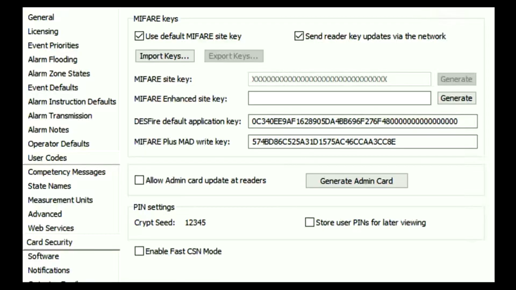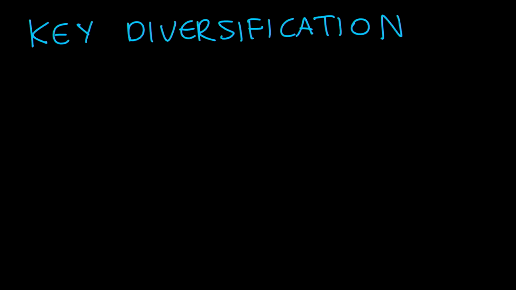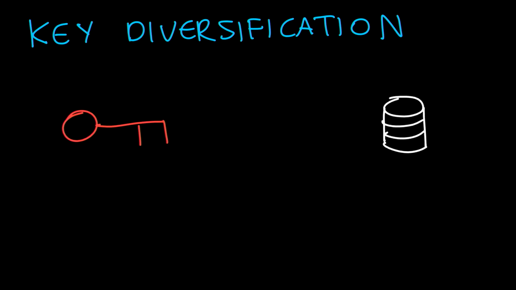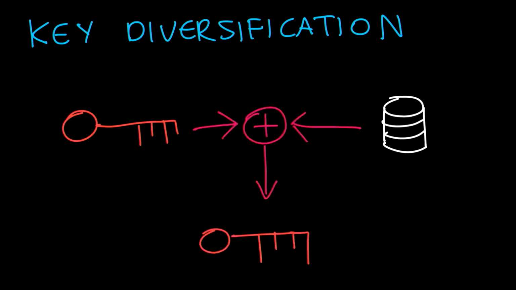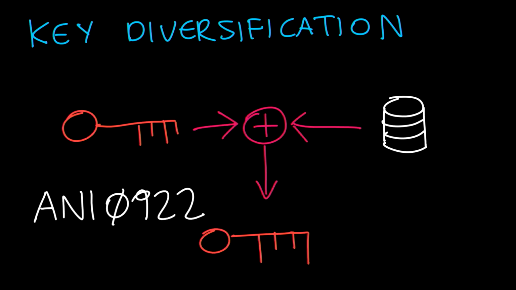So what's in here? When we look at the configuration settings of the Gallagher controller setup system, we notice that it's doing a thing called key diversification. You can input a MIFARE site key, and I'll just explain key diversification real quickly. It takes an existing key and some other data, represented by this database icon, and merges them together to create a new key, indicated by the different lines. So key diversification lets us take a key and some other data and turn it into another key.